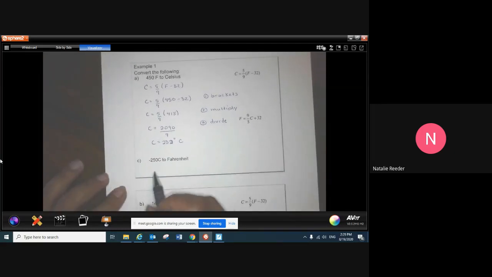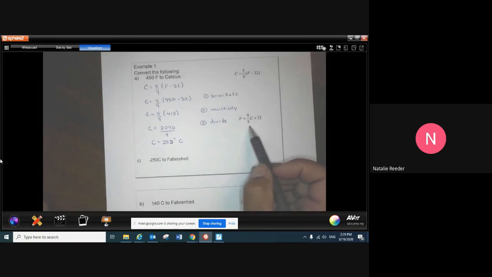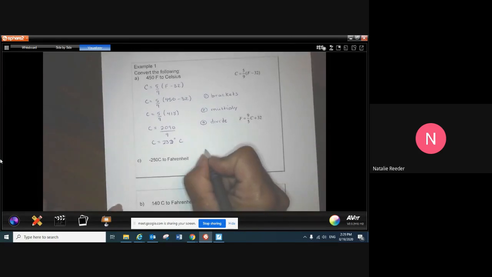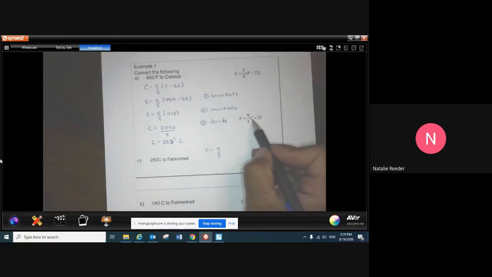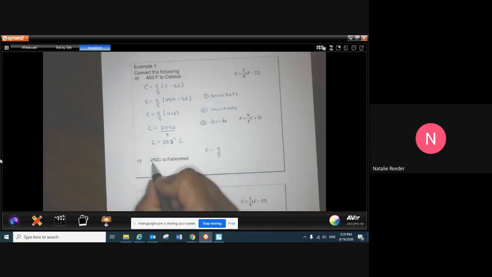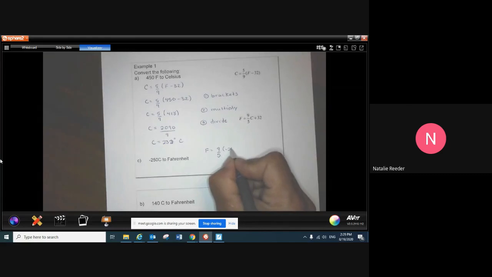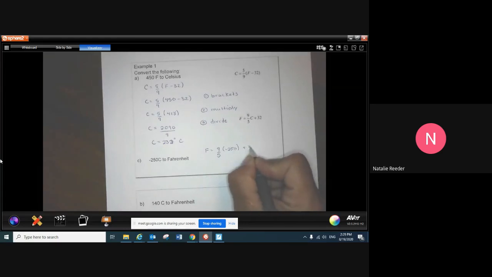The next example is giving us Celsius, and they want us to convert to Fahrenheit. So it's the F that is our unknown. So it's the second formula here that we're going to use. So F equals 9/5 times the C, and my C is given, it's a minus 250, plus 32. So in this case, I put brackets here, but there's no operation to do in the brackets. So the first step is to multiply.